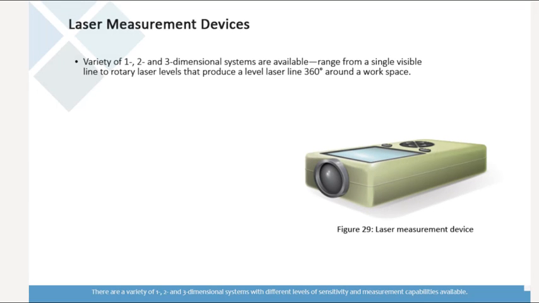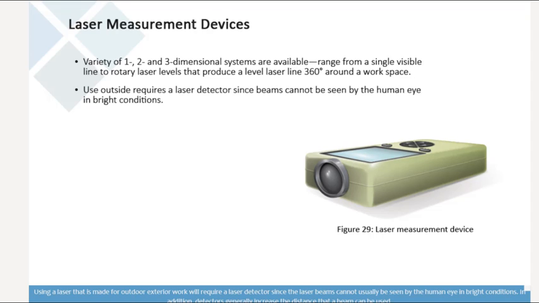There are a variety of 1, 2 and 3-dimensional systems with different levels of sensitivity and measurement capabilities available. They range from a single visible line to rotary laser levels that produce a level laser line 360 degrees around a workspace. Using a laser that is made for outdoor exterior work will require a laser detector since the laser beams cannot usually be seen by the human eye in bright conditions. In addition, detectors generally increase the distance that a beam can be used.